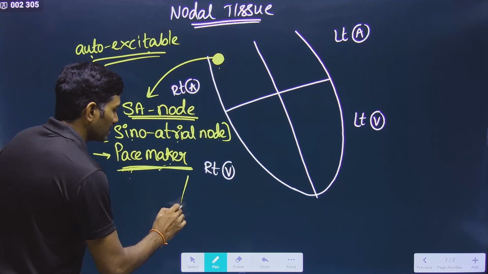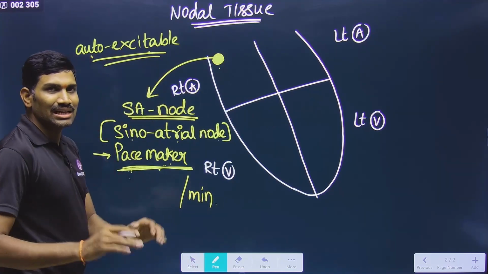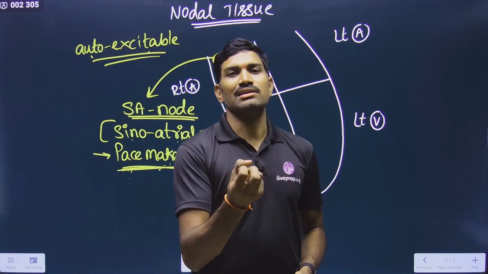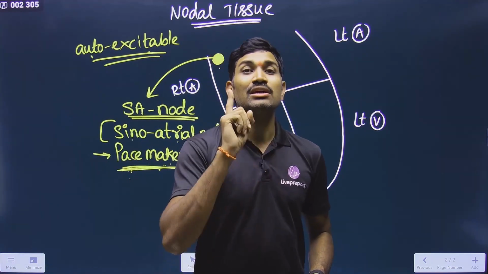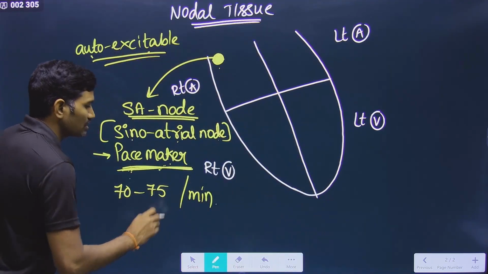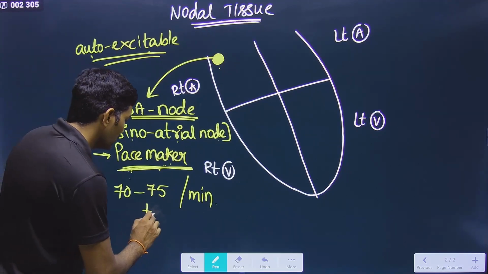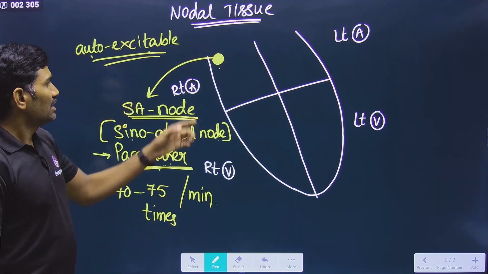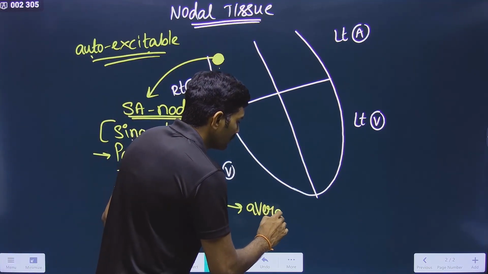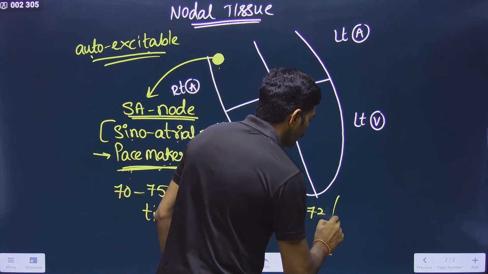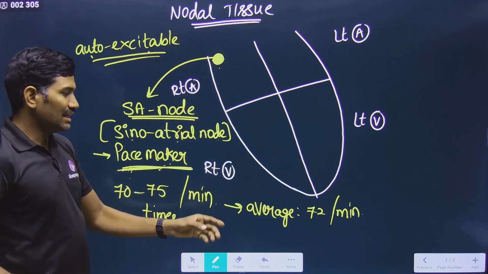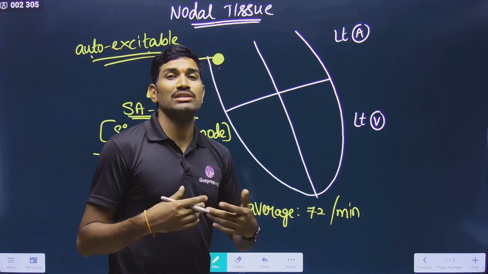And in 1 minute, generally, how many action potentials are generated? Please understand the relation. One action potential means one contraction. So how many times is it undergoing contraction? In the range of 70 to 75 times per minute. And there is an average value also. The standard average is 72 per minute. That means this SA node will generate on average 72 action potentials in 1 minute.